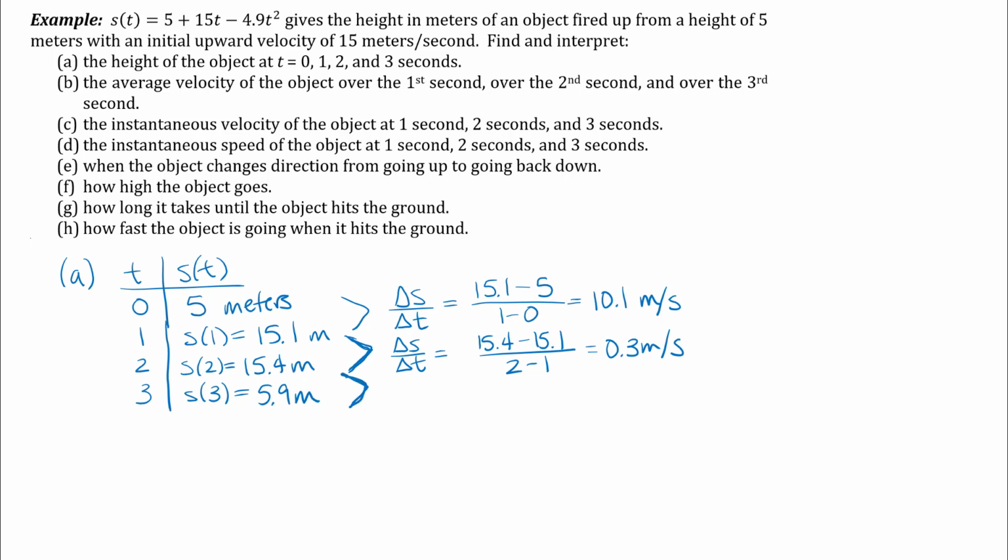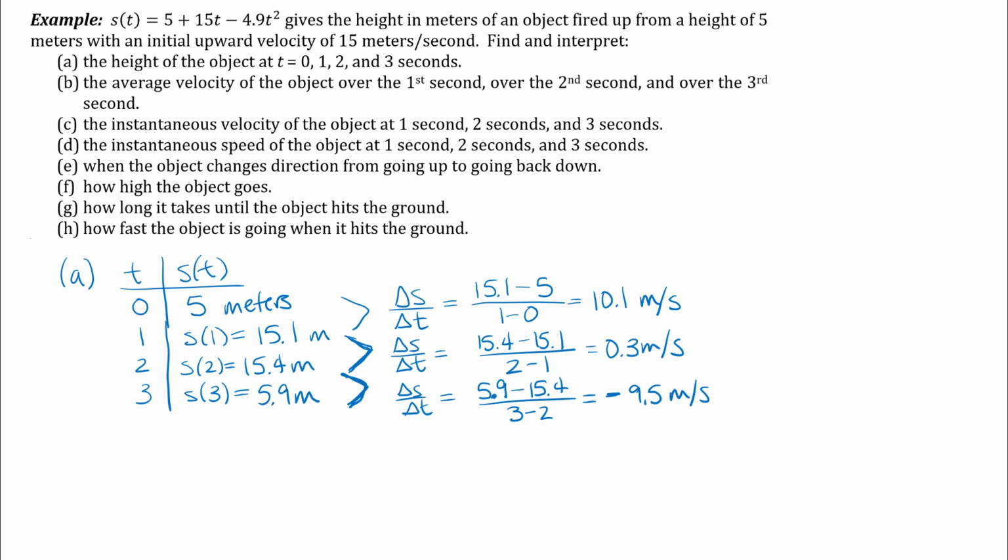And then over the third second, so from t equals 2 to t equals 3, our delta s over delta t in that time interval will be our final height, 5.9 at t equals 3, minus our height at t equals 2, 15.4, divided by 3 minus 2. So when we subtract that, be careful with the order on subtraction there. We'll get a negative 9.5 meters per second. So I've got a negative rate of change, which tells us that the object is getting lower.